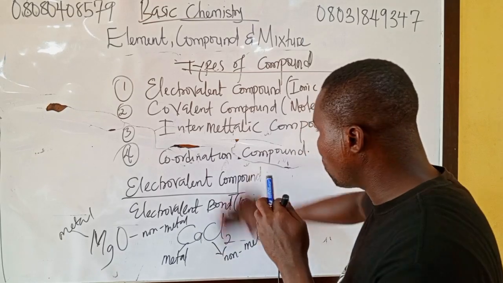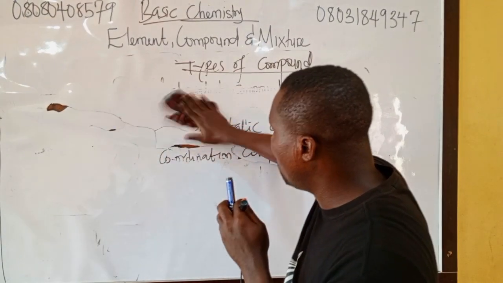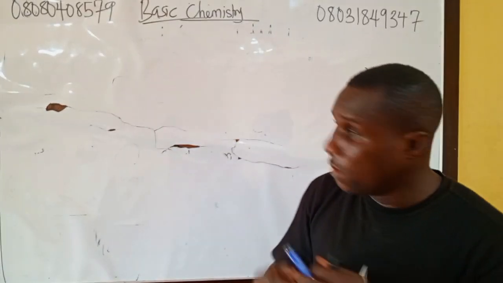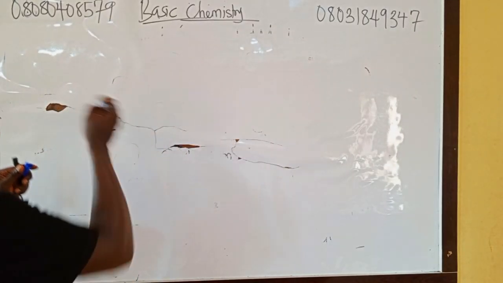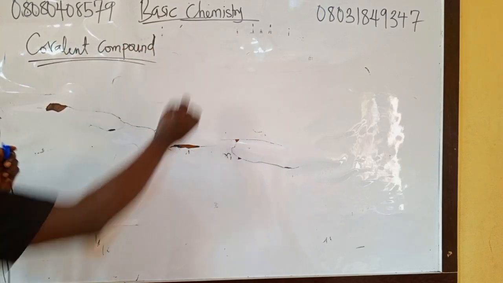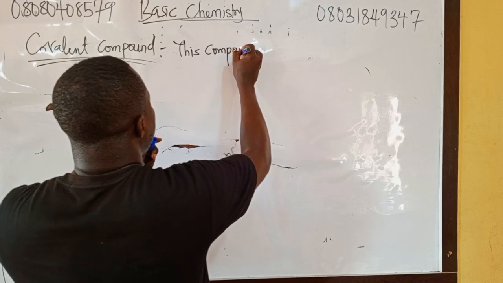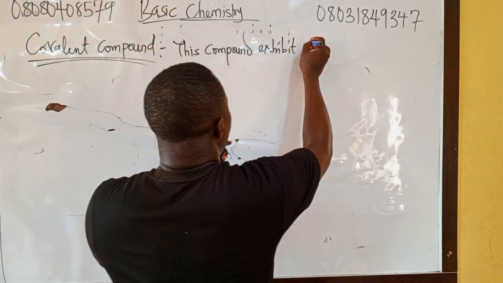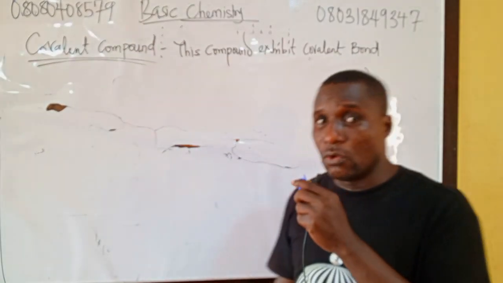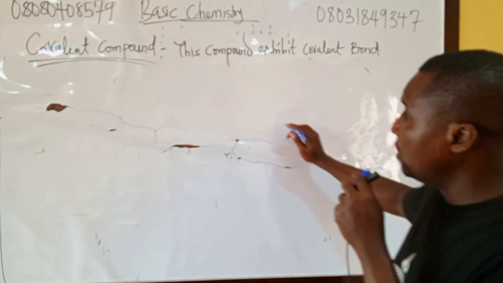Covalent compound. What is a covalent compound? Covalent compound exhibits covalent bond. And I told you another name for it is molecular compound. That is covalent compound, molecular compound. This compound exhibits covalent bond. Another name for covalent bond is molecular bond. Take note, molecular bond. This compound exhibits covalent bond. That means it exhibits molecular bond.